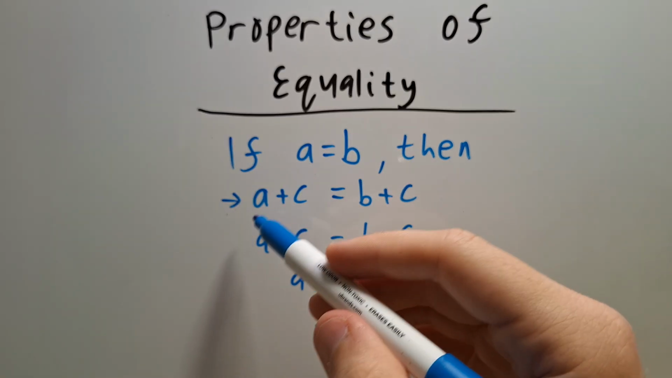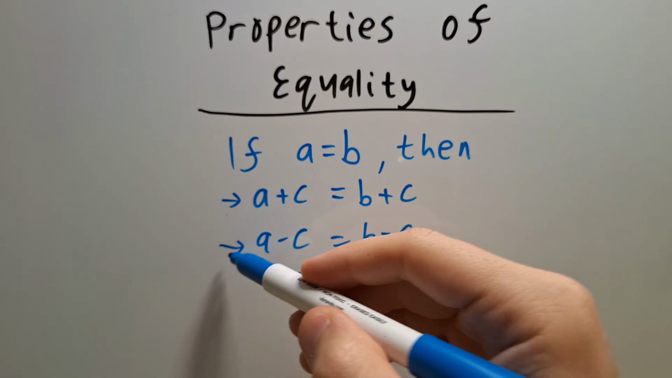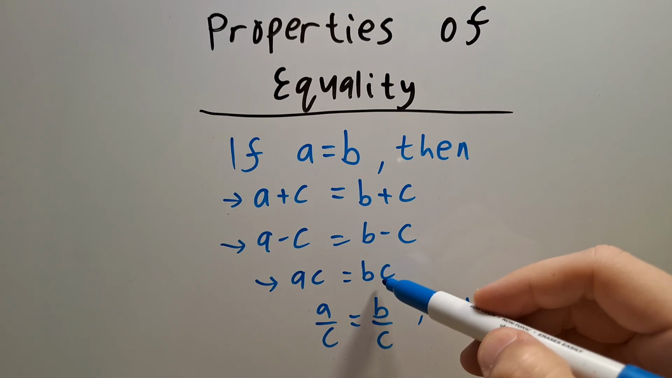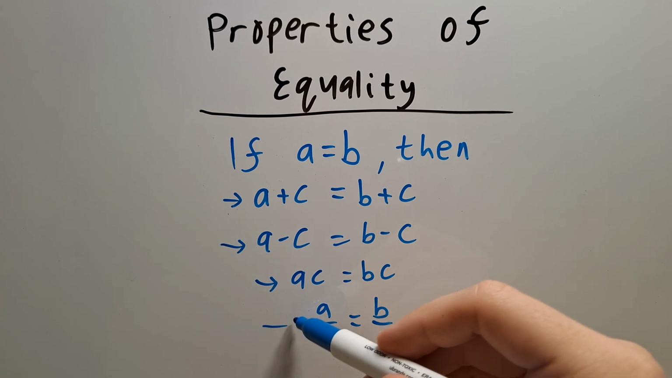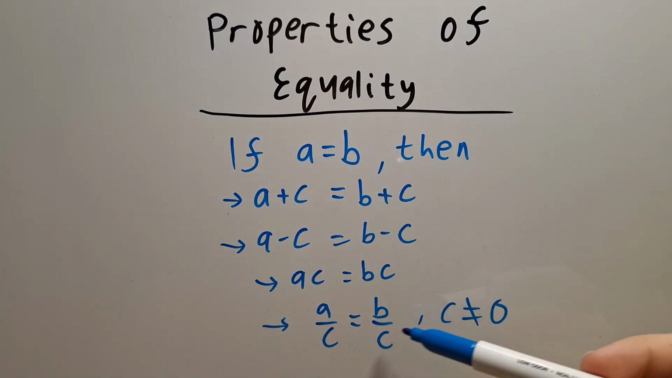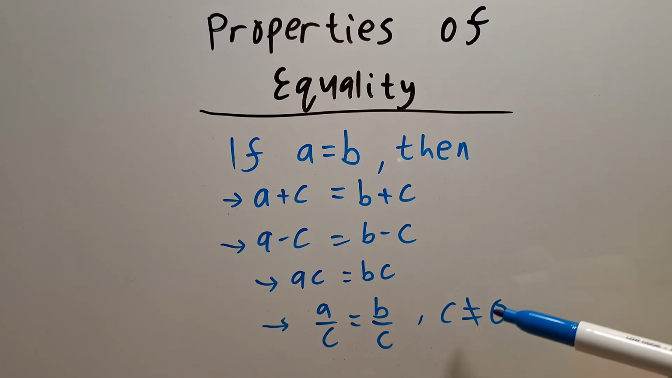So the addition property of equality, we have the subtraction property of equality, multiplication property of equality, and lastly, the division property of equality. Remember, the restriction for division is that we cannot divide by 0, because it will not give us a solution. And in the next video, we're going to solve some equations.